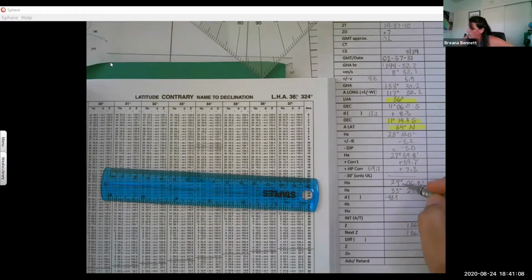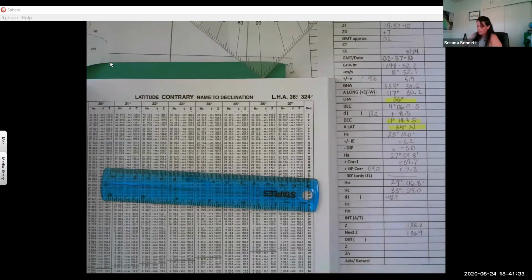We're going to correct this a little bit, but our HC and our HO are 4 degrees off. I don't know if that's going to work out to a good intercept, but we're going to do it anyways. If I was really pressed for time, I might just move on to the next one, but I want to do the whole thing.